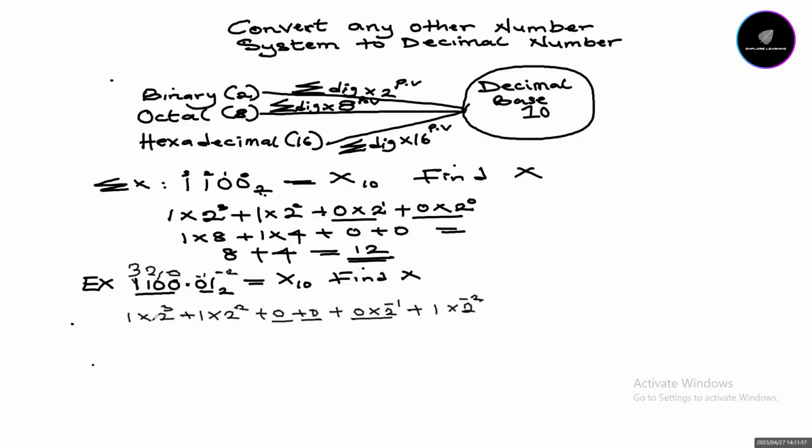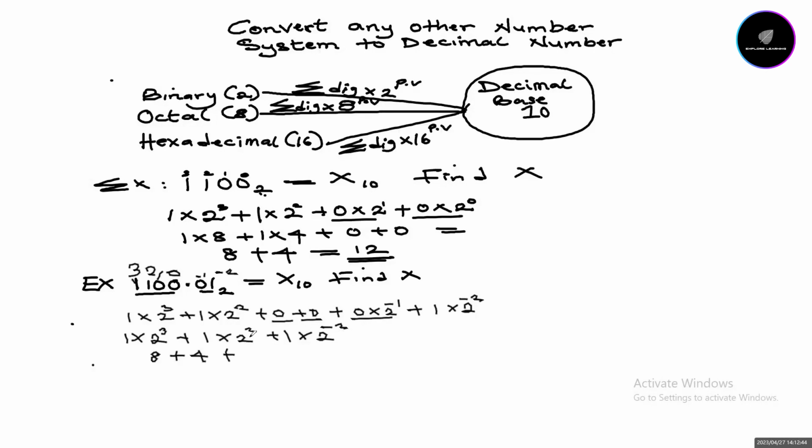So we're left with 1 multiplied by 2 raised to the power 3, plus 1 multiplied by 2 raised to the power 2, plus 1 times 2 raised to the power minus 2. If we simplify this, we get 2 raised to the power 3 multiplied by 1, which gives us 8, plus 2 raised to the power 2 multiplied by 1, which gives us 4, plus 2 raised to the power minus 2, which is the same thing as 1 divided by 2 raised to the power 2, and that will give us 1 divided by 4.